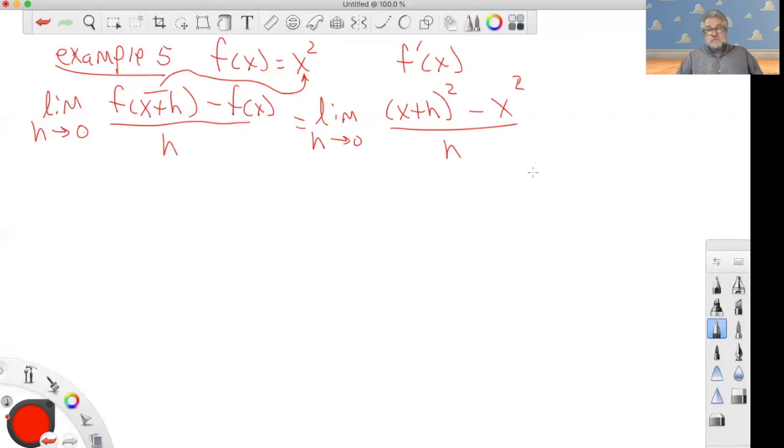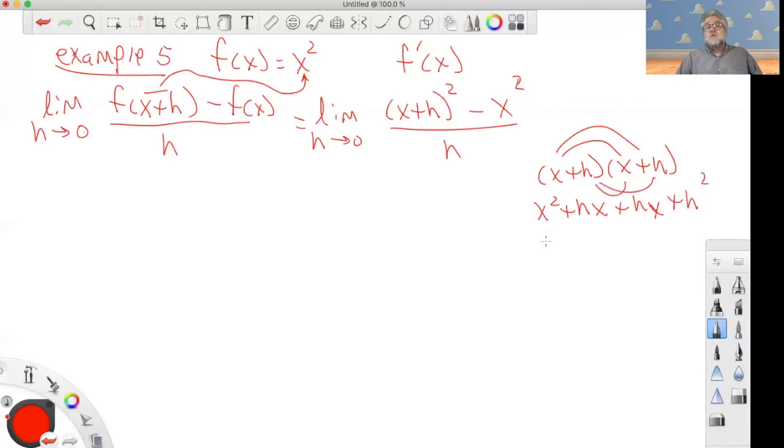We FOIL. x plus h, x plus h. So first two, outside two, inside two. Last two. So x squared plus 2hx plus h squared. Okay, so let's plug it in.